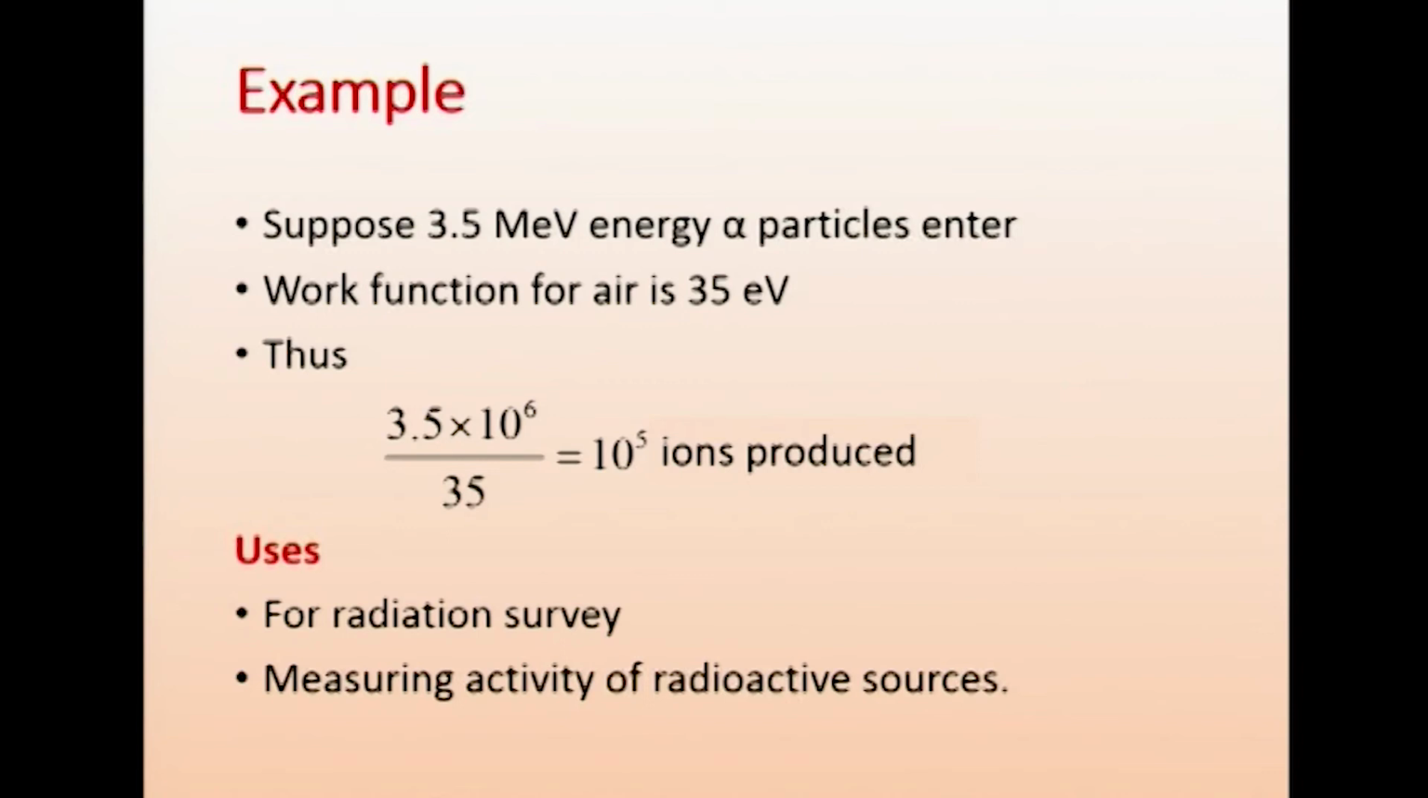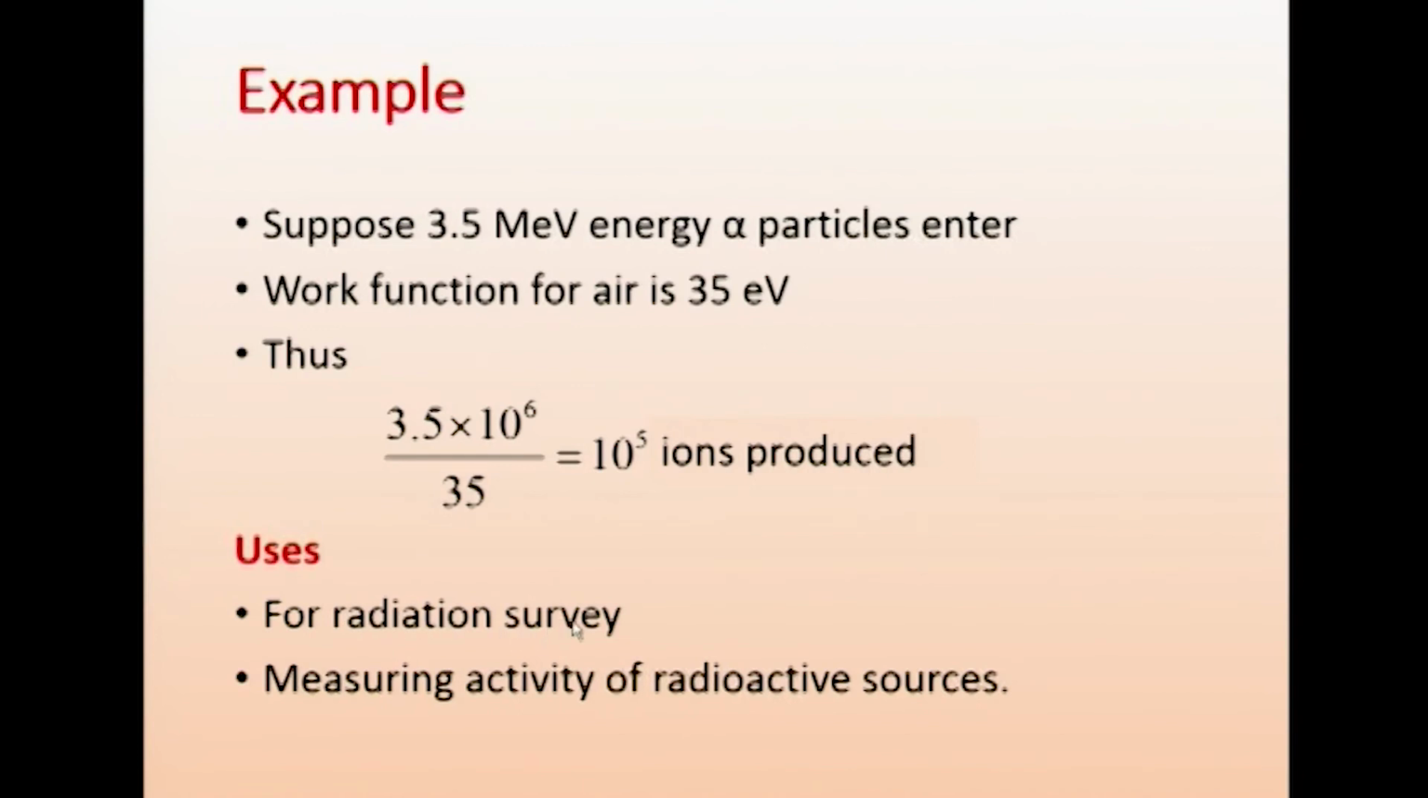When this particle enters, the total energy is 3.5 into 10 power 6 eV, and the energy required to produce one pair of ions is 35 eV. So, dividing by 35, I will get 10 power 5 ions produced. Therefore, one alpha particle entering will produce such a large number of ions, and these ions will constitute a current here.